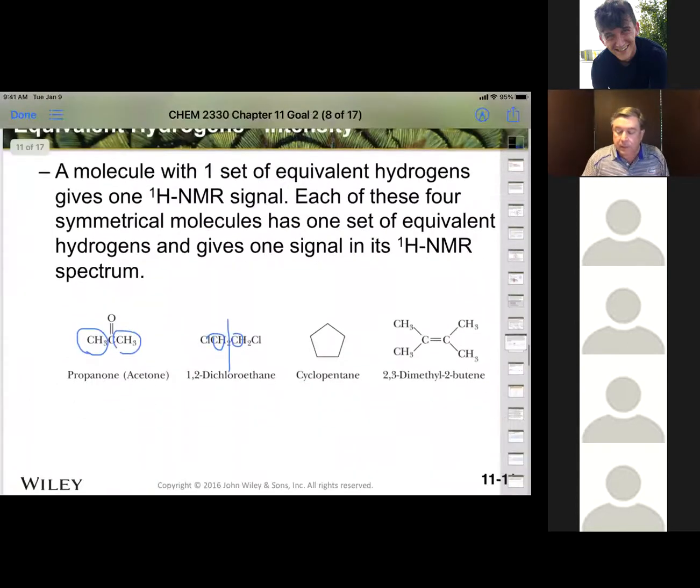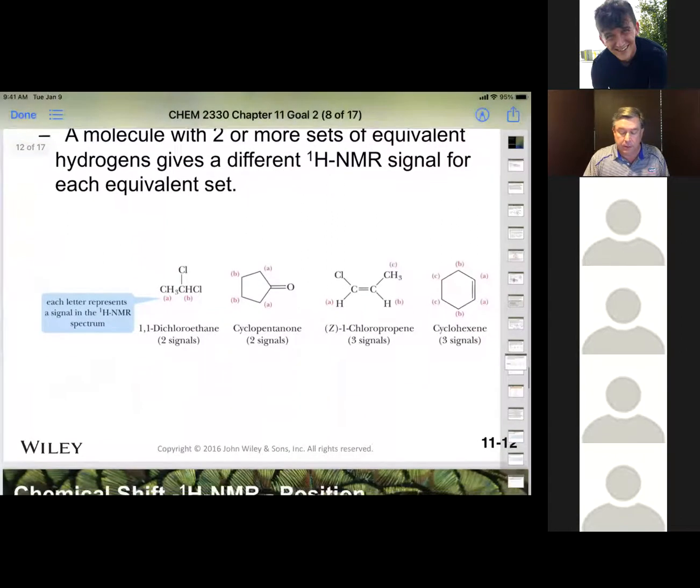Okay. But again, symmetry, we have a plane of symmetry in this. And so you can actually cut it anywhere, and all of those signals are going to look the same. And again, we have a plane of symmetry, so those are all equivalent hydrogens as well. Okay. So each of these is only going to have one signal.